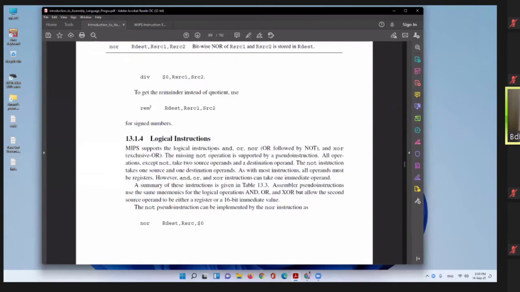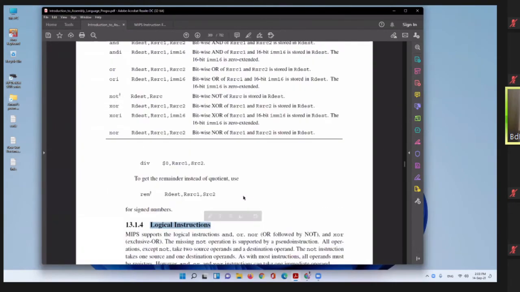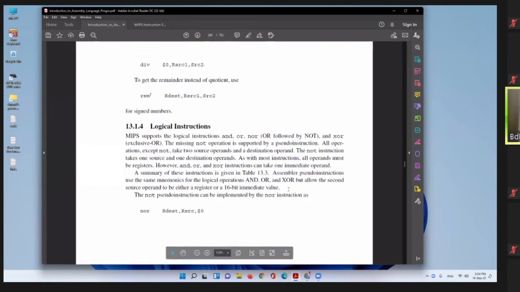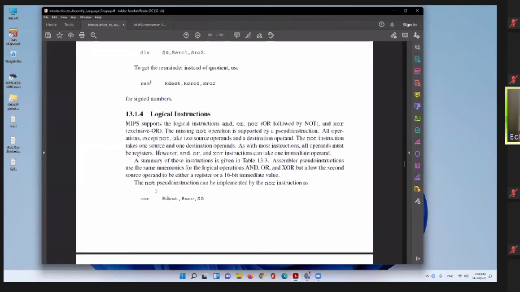logical operation. We already know what logical operations are, so it is very simple as well. Logical AND, and ANDI, because one of the sources is an immediate value. Then OR and ORI, XOR and XORI, and NOR. Fine, so these are the examples we already know. It's very simple, that's why I'm not going to describe this one. And look at the example here.